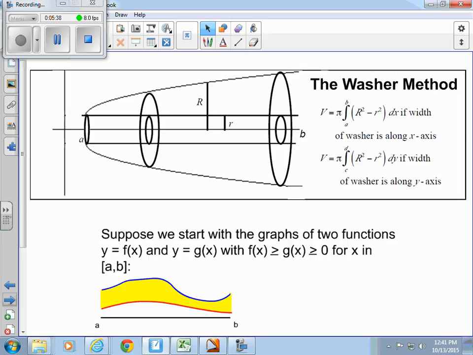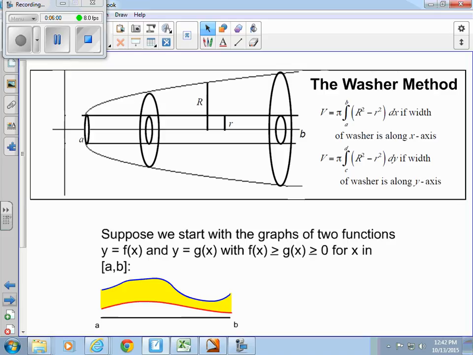Sometimes there will be a hole in the middle. So sometimes when we rotate, we don't get a solid figure, we get something like a donut, right? It's got a hole in the middle. So we need to find the volume of the donut.